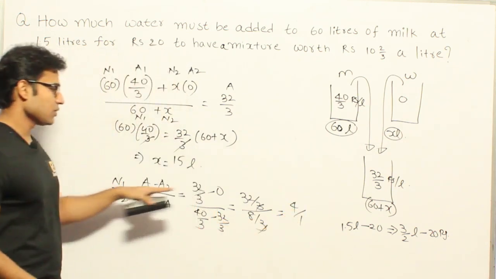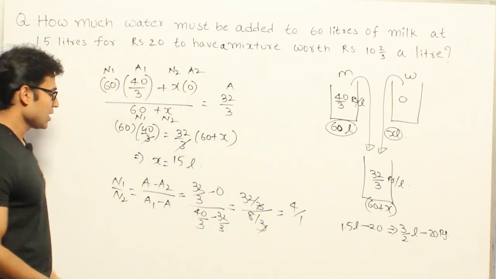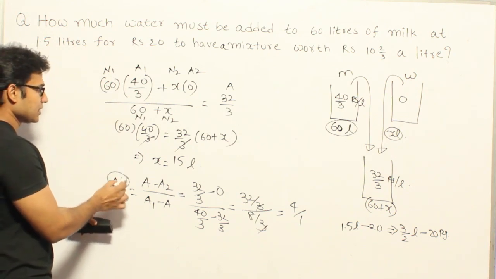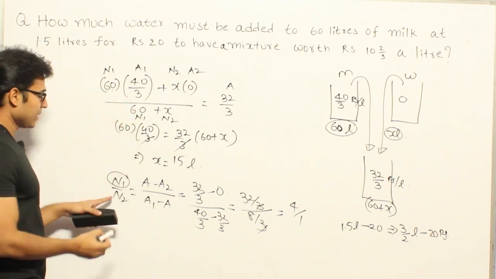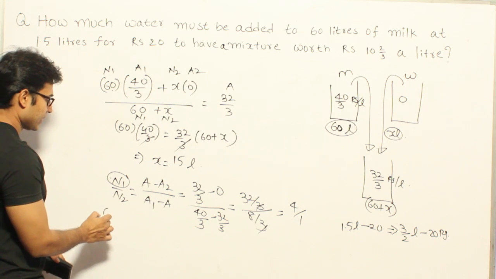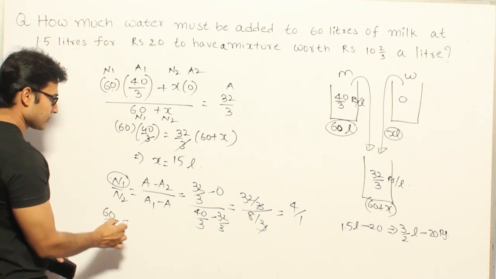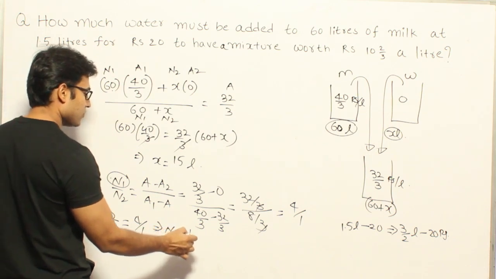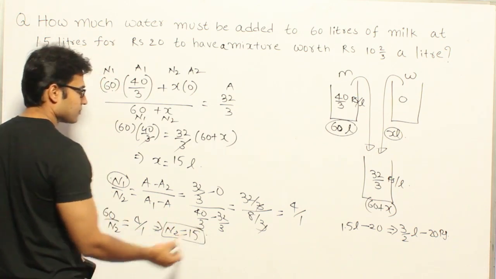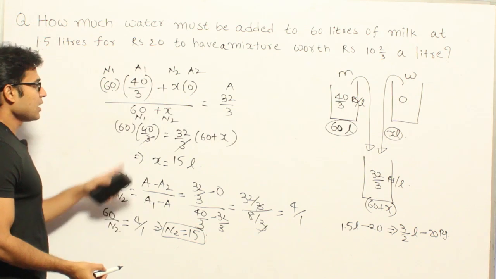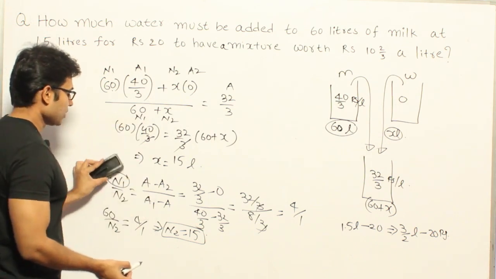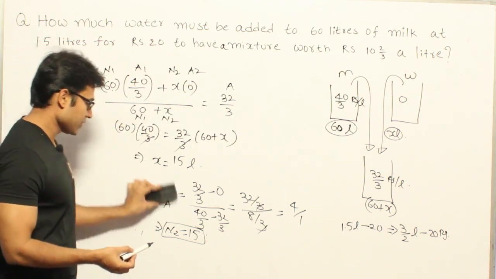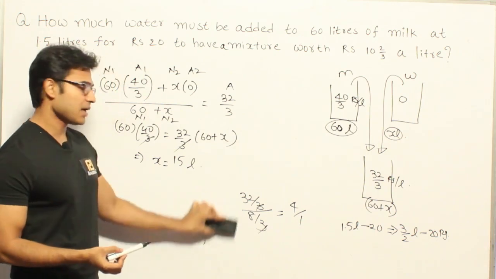So N1 is to N2 has to be in the ratio of 4:1, and we already know that N1 is 60 liters, isn't it? It is already given. So if you substitute 60 here, 60 by N2 equals 4/1. So what do you get? N2 is going to be 15 liters. Right, that is one way of solving it. And also if you want to see how to solve it using that diagram, because we have been using that convention, it is better to practice it.